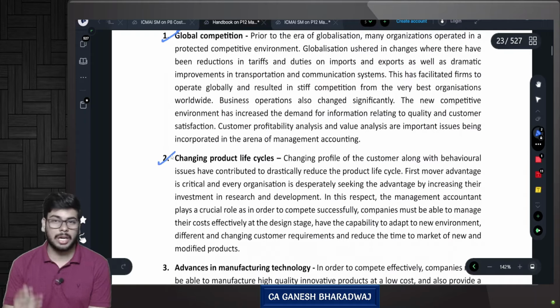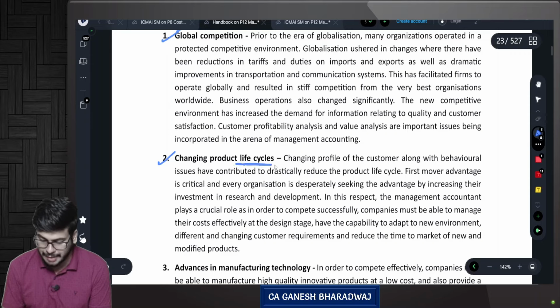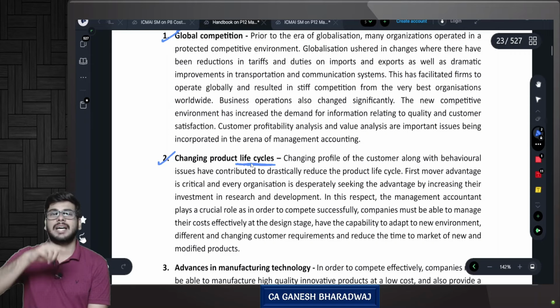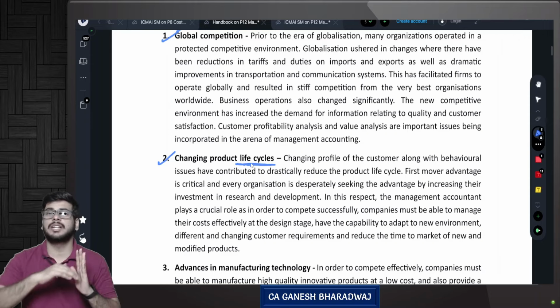Changes in product life cycle. What do you mean by a product life cycle? Every product has a period. It has a tenure. It has a life cycle.